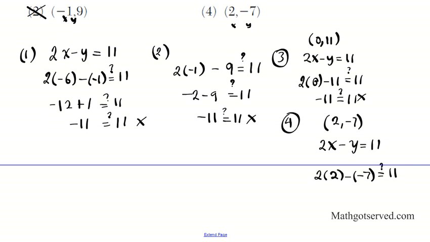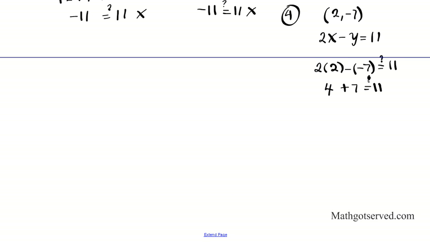Using order of operations, we'll multiply first. If we multiply, we have 4. Minus times minus is plus 7. So 4 plus 7 is 11, right?